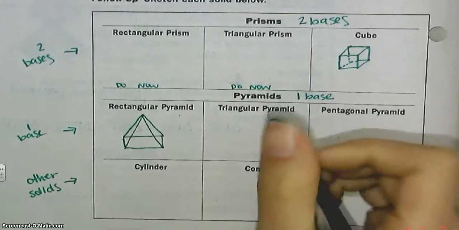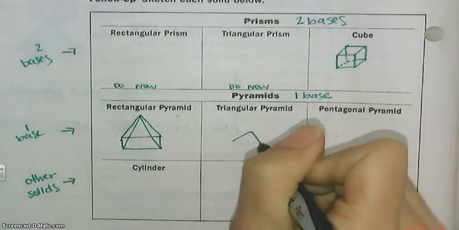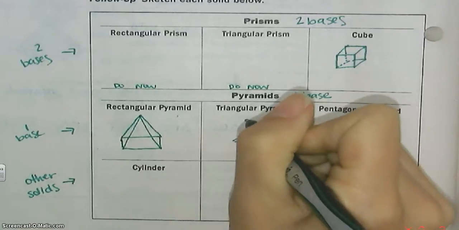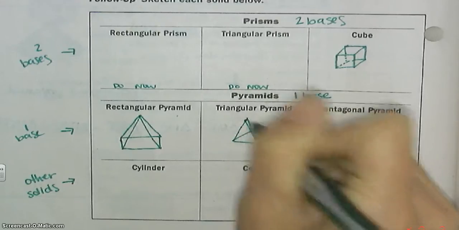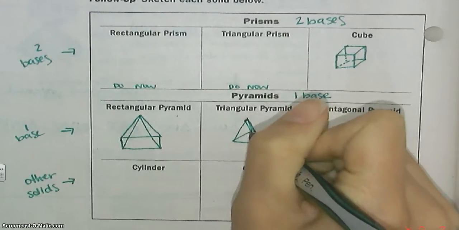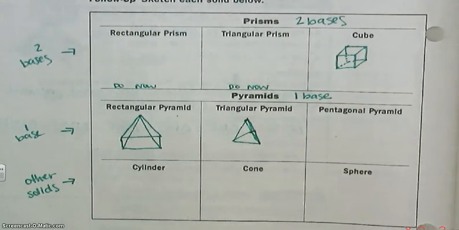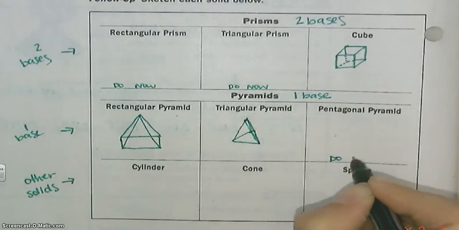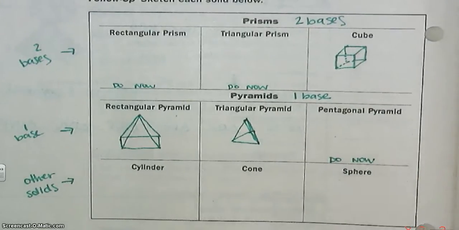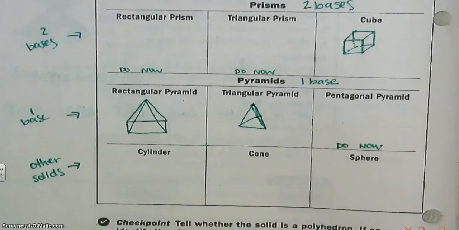Triangular pyramids, we draw a triangle, draw a point above it. All of these have to come up to that point. Obviously my 3D drawings are lacking there a little bit. Pentagon has 5, so I want you to do the pentagon, a pentagonal pyramid. Draw a pentagon and extend all those edges up.